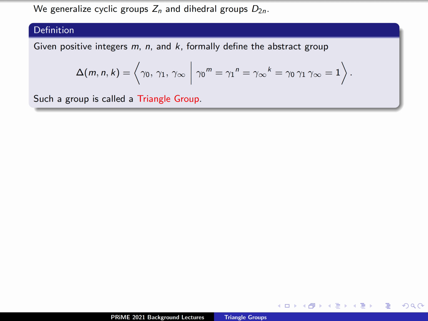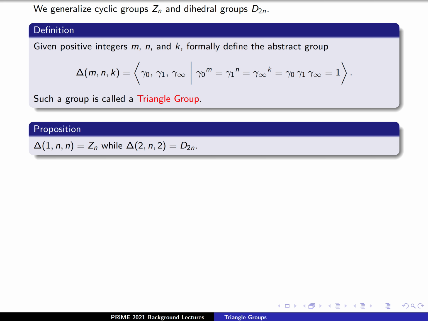Say that we have three positive integers m, n, and k. Formally, we'd like to define a group which we'll denote by delta of m, n, and k as generated by three types of rigid rotations, gamma 0, gamma 1, and gamma infinity. Here, gamma 0 to the m is the identity, gamma 1 to the n is the identity, gamma infinity raised to the k is the identity, and the composition gamma 0, gamma 1, gamma infinity is the identity. Such an abstract group is called a triangle group. We'll see why we're using the word triangle in just a moment.